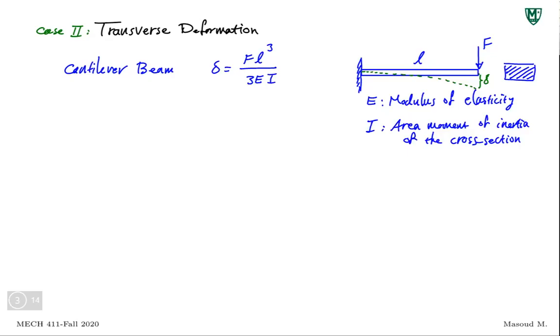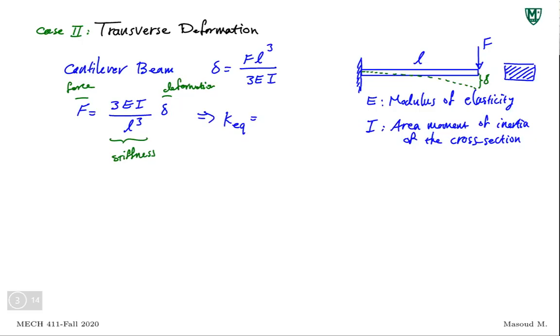Now again, I have a relationship between force and deformation. Right? F is equal to 3EI over L cubed times delta. This is my force. This is my deformation. As a result, this is my stiffness. So this means that the equivalent stiffness for this case would be 3EI over L cubed.